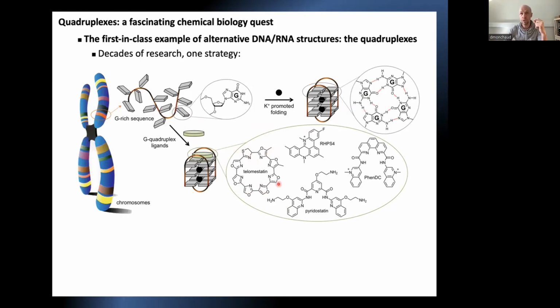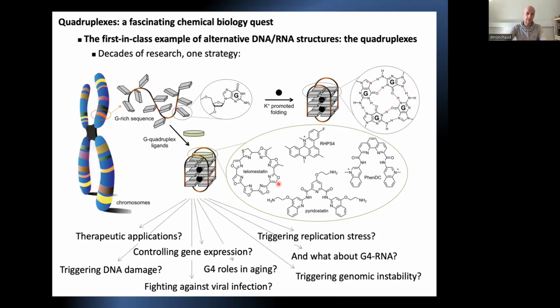And this approach has provided a wealth of data, which is so huge that from time to time it's very complicated for us to discern what is wrong and what is right and what is the point of this study. I usually summarize this by saying that the stabilization of quadruplexes within cells using small molecules, which are called ligands, tends to raise more questions than answers. And today we will try to answer some of these questions.